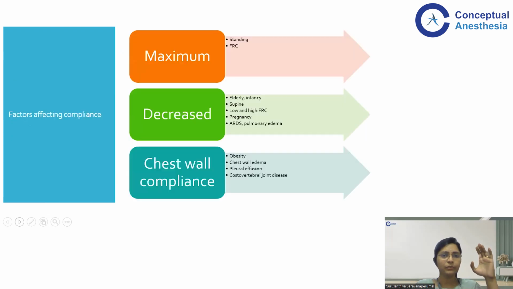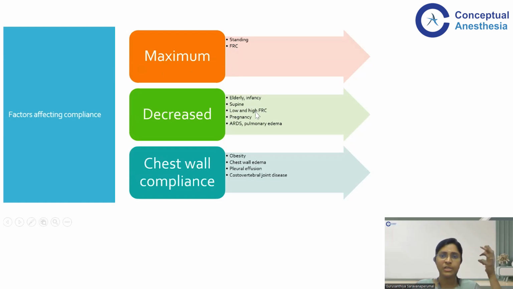So the factors affecting compliance: most of the parameters of our respiratory system will be maximally beneficial to us at the FRC level. So compliance is maximal at FRC and also in the standing position. The compliance will also come down in the supine position, in the elderly, and in infants.